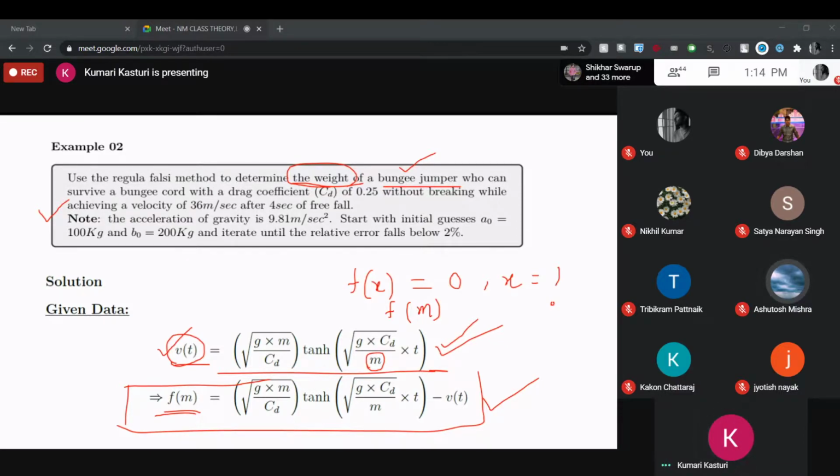No, ma'am. Okay, write down. Ma'am, this equation will be provided in the question? No, not in the question. It is not provided. For the bungee jumper, you have to remember this equation, the first equation. Then from this equation, you can derive f of m. In the question, it is not given.